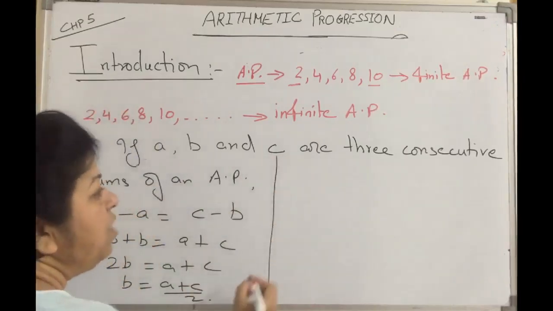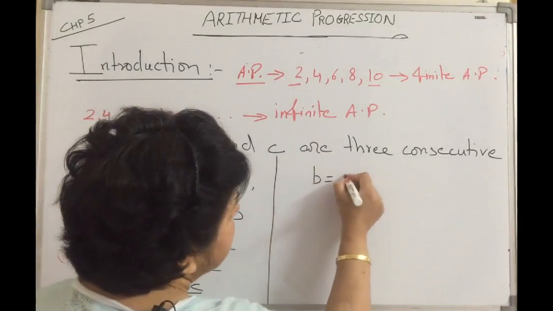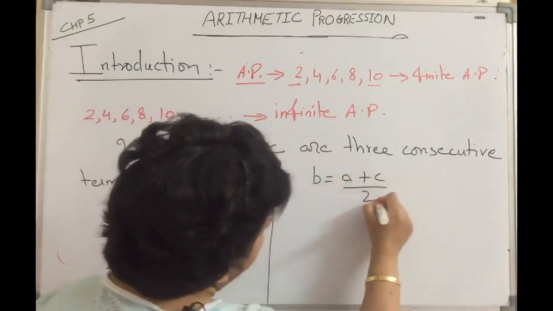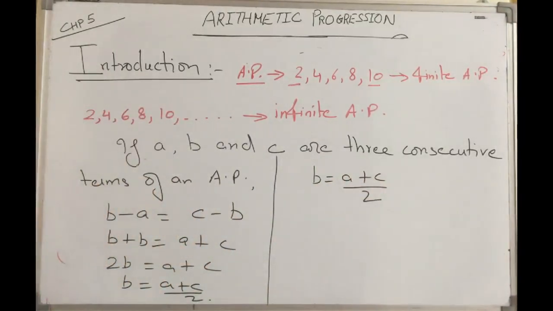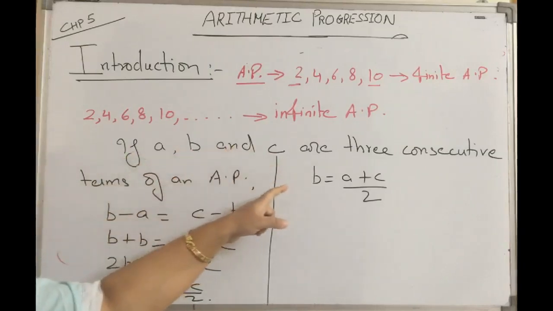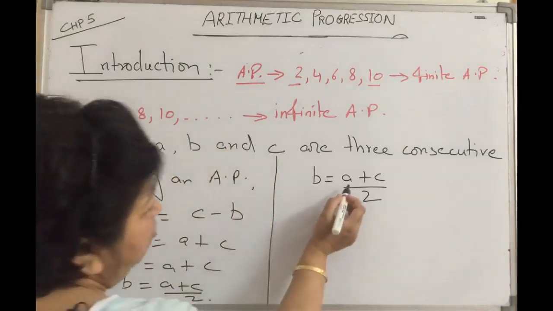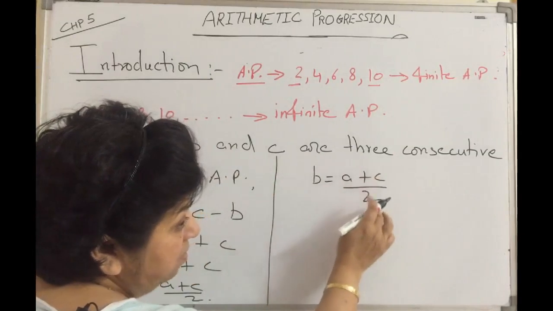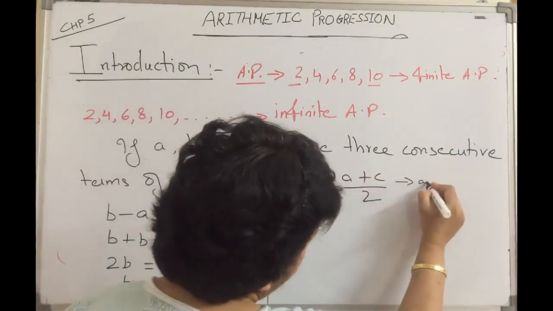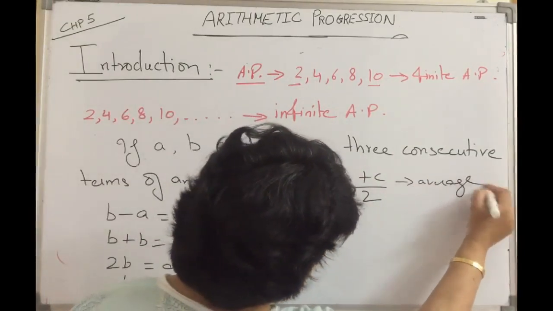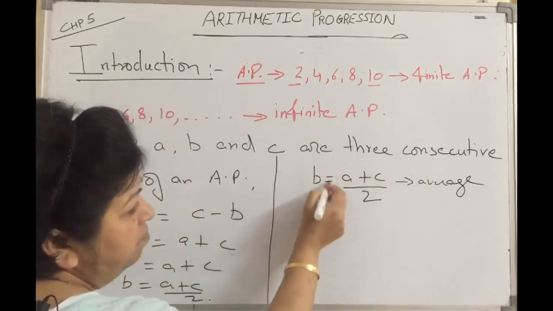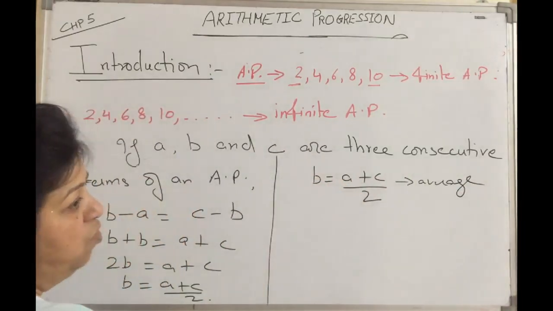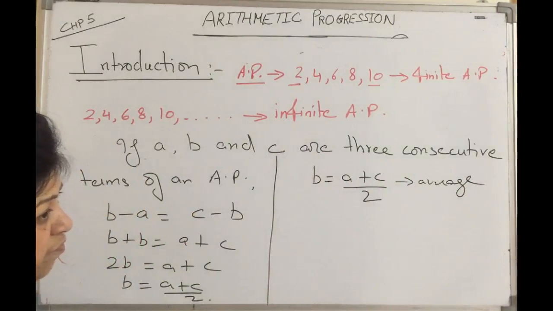Now listen carefully. When I write B is A plus C by 2, this also means that if there are 3 consecutive terms of an AP, then the average of the first and the last term, A plus C by 2, gives you the value of the middle term.